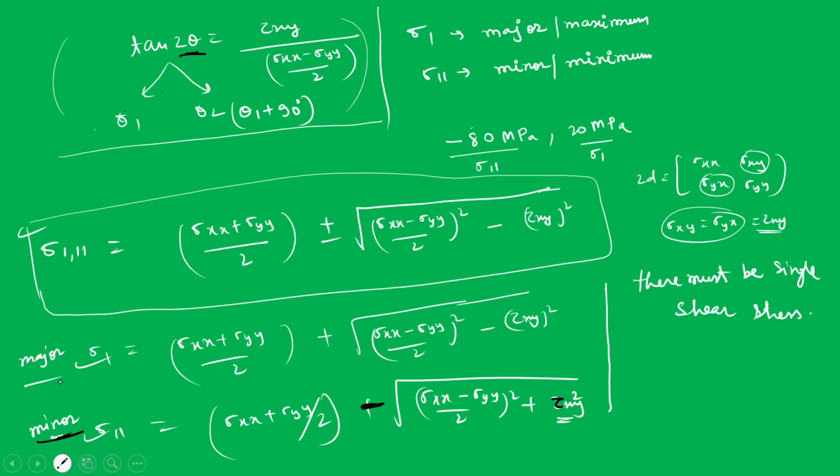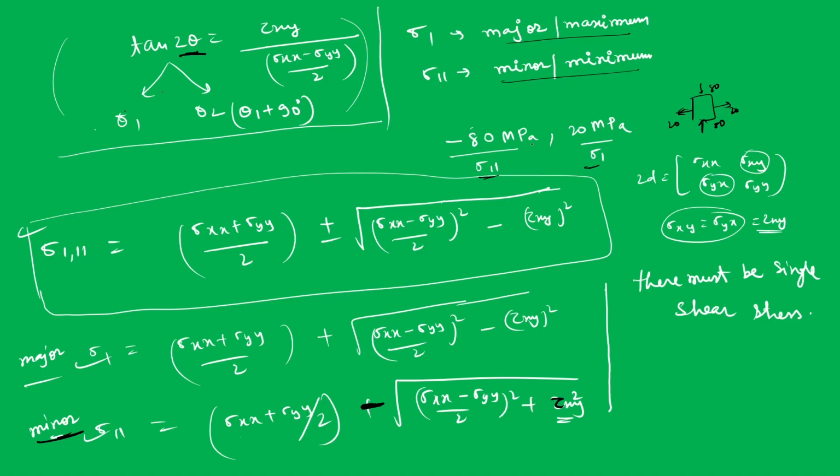Although this means that if I say sigma 2 is 80, it is like this. Okay, so this is 20, this is 20, this is 80, this is 80, but we are going to call this one sigma 1 and this one sigma 2. Why? Because algebraically the larger value will be the major or maximum, and the smallest value will be minor or minimum. Okay, so that is algebraically.